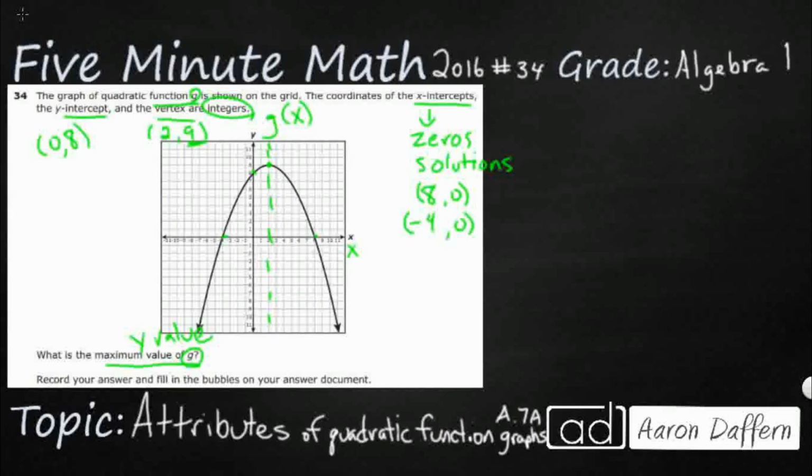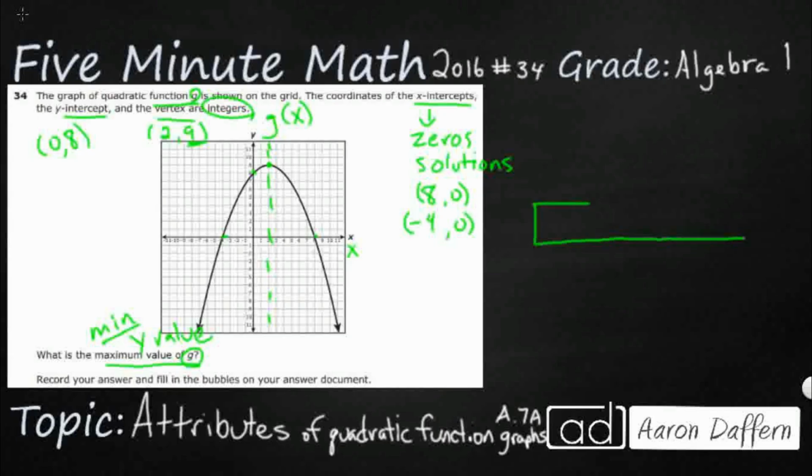So when you're looking for the maximum value, look for the vertex, and that means you're going to have a downward facing parabola. Sometimes you might get a minimum value. If it's a minimum value, also look for the vertex, but that means it's an upward facing or upward opening parabola. So that's it. The answer's 9.